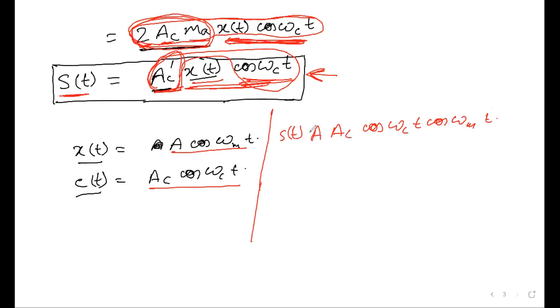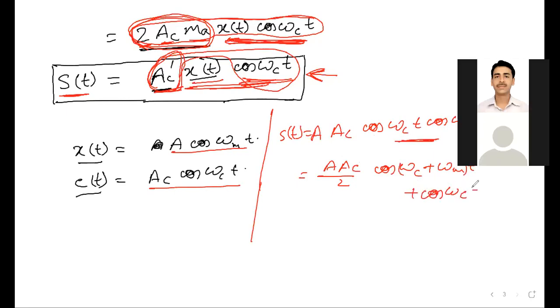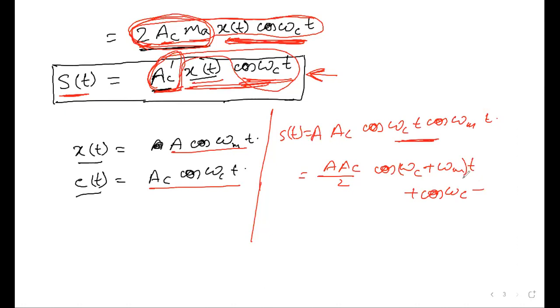We will get this s(t) only, that is A_c cos omega_c t cos omega_m t. So when we apply the formula of 2 cos A cos B, we will have A_c by 2 [cos(omega_c t plus omega_m t) plus cos(omega_c t minus omega_m t)]. So what are we interested in? What is our motto?